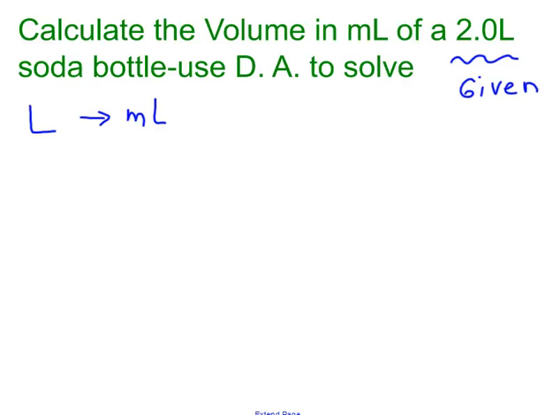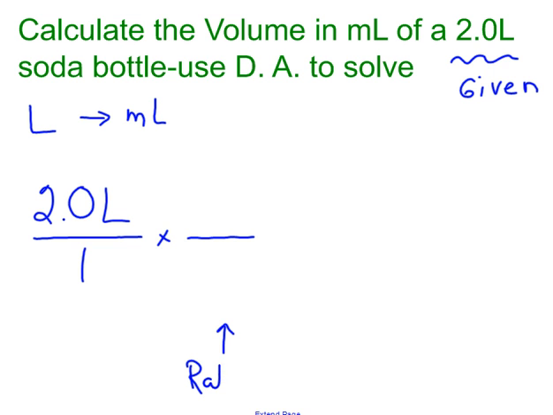All right, so pause the podcast for a minute. See if you can do this problem using dimensional analysis on your own, and then start it back up again, and I'll work it out for you. All right, so we take our given, and we put it over 1. So in this case, my given is 2.0 liters. Put that value over 1. Second step, we multiply by a ratio that equals 1.